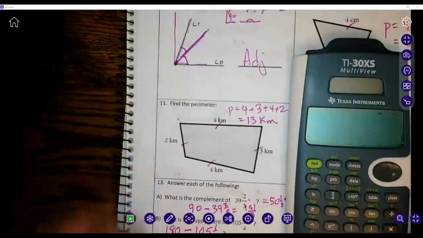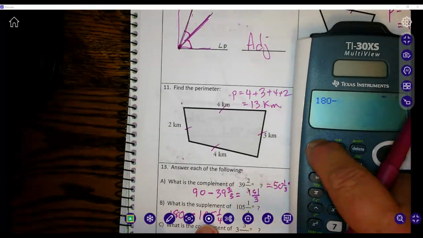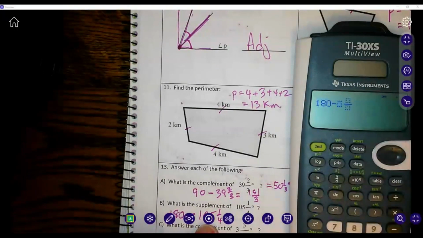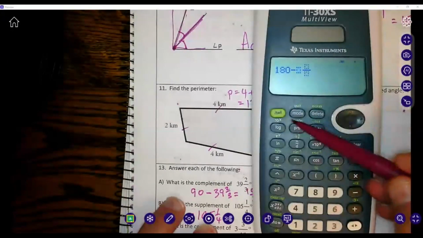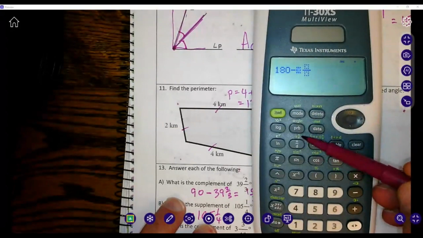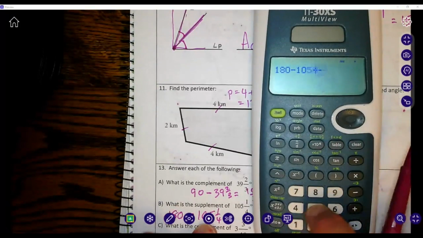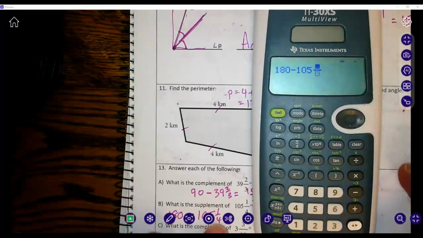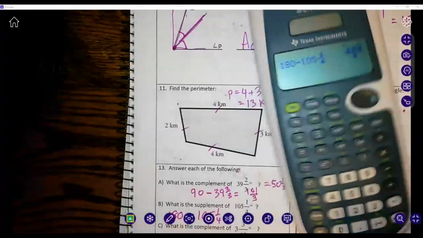So in my calculator, I punch in 180 minus, and I have a mixed number, so I hit second fraction, and it activates the mixed number format. I put in 105, hit my arrow and move over. I have 1/4. I hit enter, and I get 299 over 4.